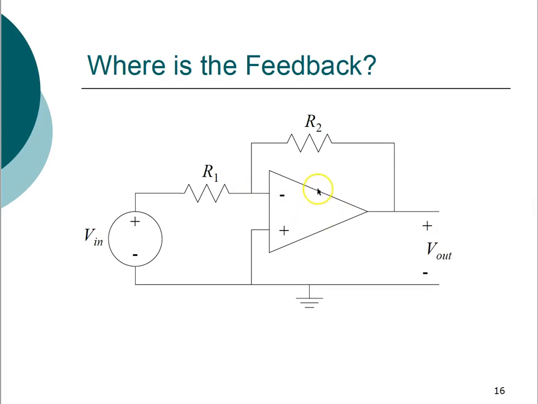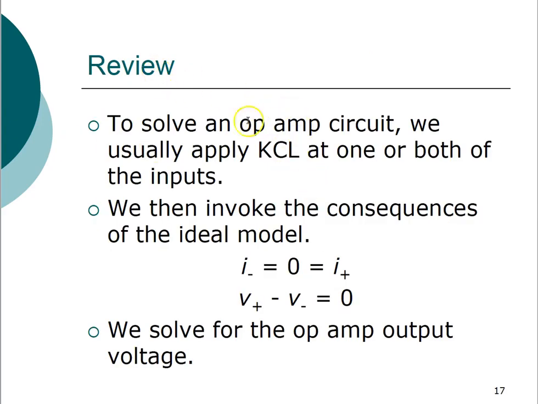So let's do a quick review. To solve an op-amp circuit, we usually apply KCL, Kirchhoff's current law. We find the nodes where we want to apply KCL, at one or both of the inputs. And then we invoke the consequences of the ideal op-amp: I negative is equal to I0 is equal to I plus, and V positive minus V negative is equal to 0. This is the extremely important property which you have to always remember when you solve an op-amp circuit.